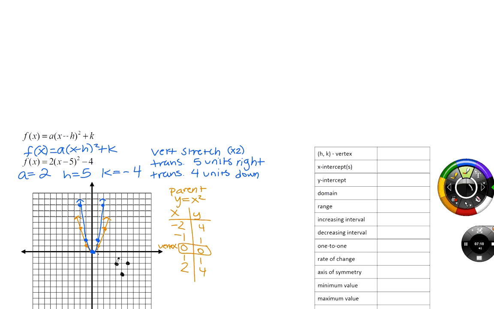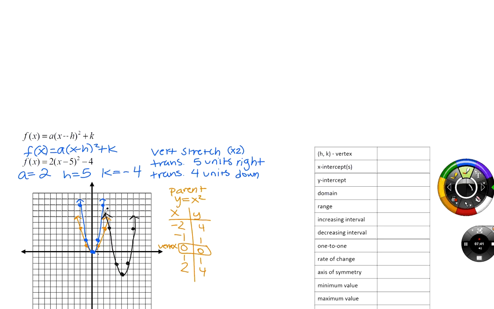I like working around the vertex and knowing the distances because it helps me do things faster later on when I'm used to it. So the point that's 2 away from the vertex horizontally is now 8 above it. Or you could count, and go 5 over and 4 down, and you'll see that same result. So this graph in black is my final graph after my transformations.